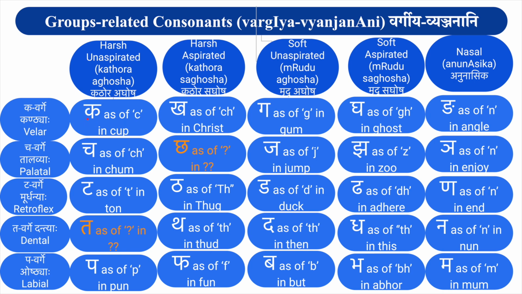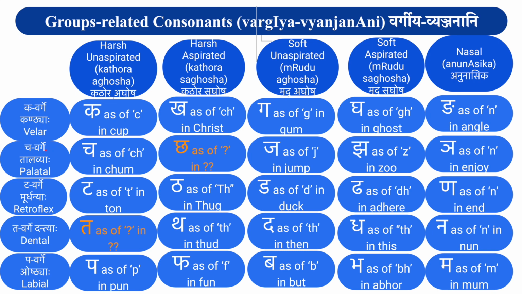To enumerate these Vyanjanas, Ka, Kha, Ga, Gha, Ng. Ka as of C in cup, Kha as of CH in Christ. Some people may argue that we do not pronounce this word Christ in this particular manner, but to denote the pronunciation of this letter Kha, I could think of only this word as the nearest example. The third letter is G as of G in gum. Fourth one is Gh as of GH in ghost. Fifth one is the nasal Anunasika, Ng as of N in angle.